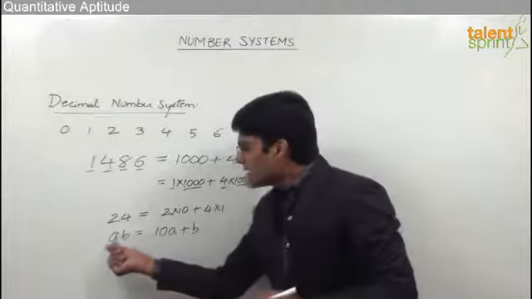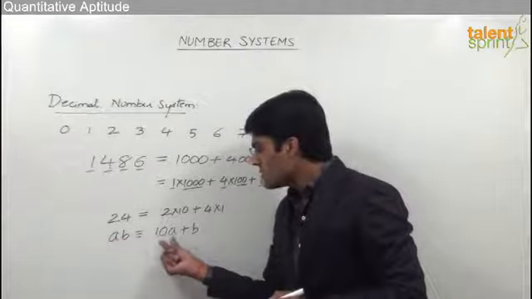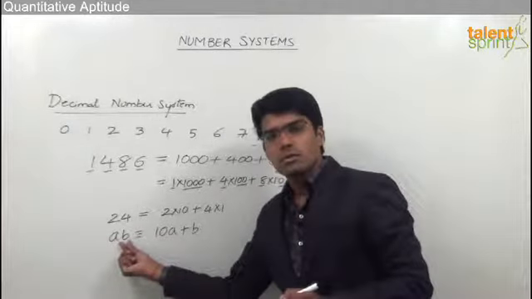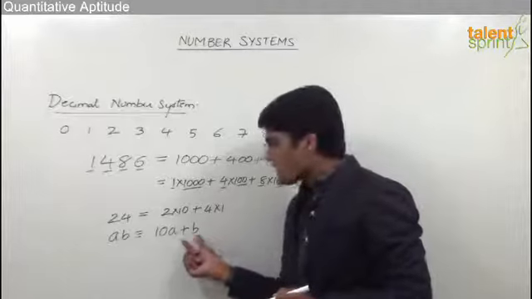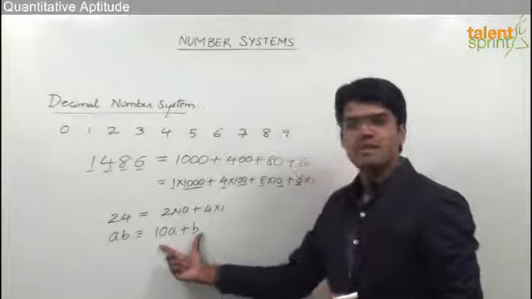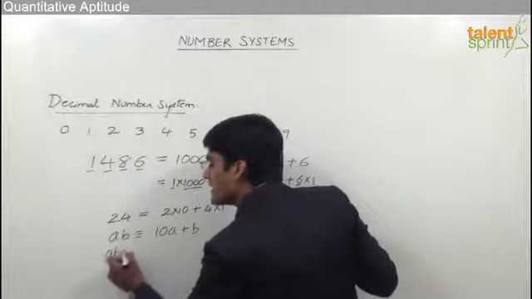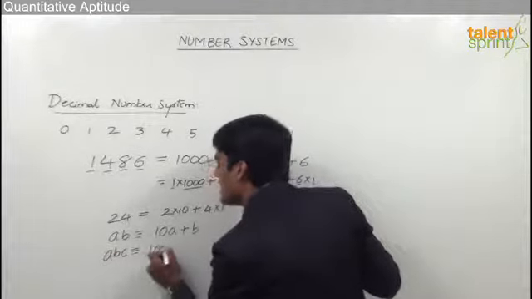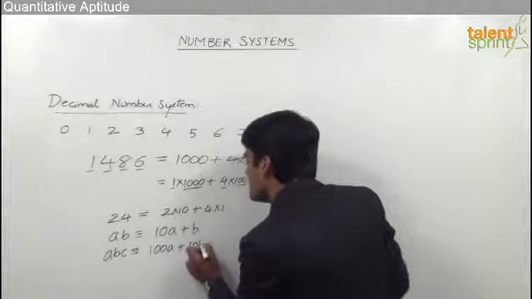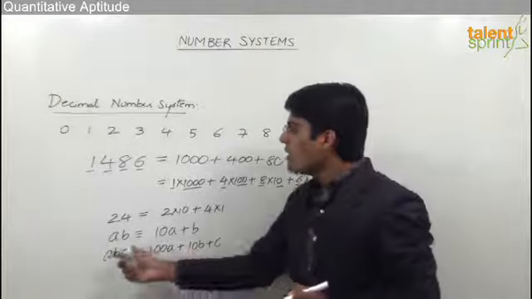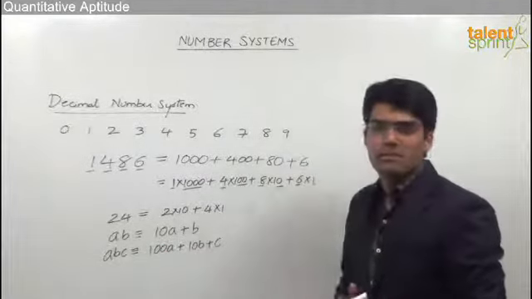Because A is in the tens place, it should be multiplied with 10, and B is in the units place, so that is multiplied with 1. So a two-digit number AB should always be represented as 10A plus B. Similarly, a three-digit number ABC should be taken as 100A plus 10B plus C. So this is how we represent the numbers in the decimal number system.